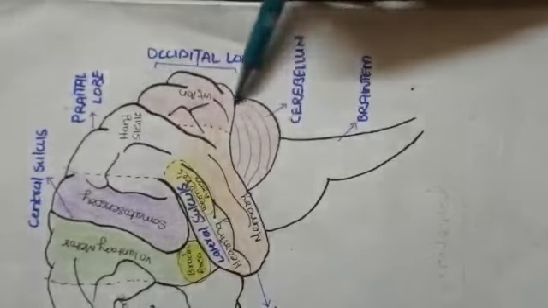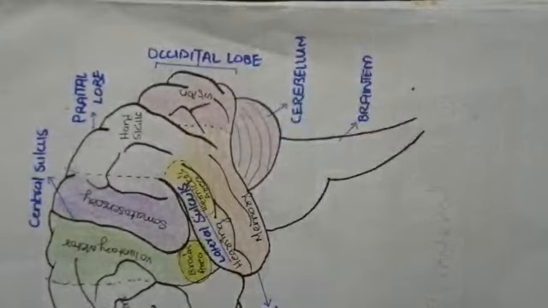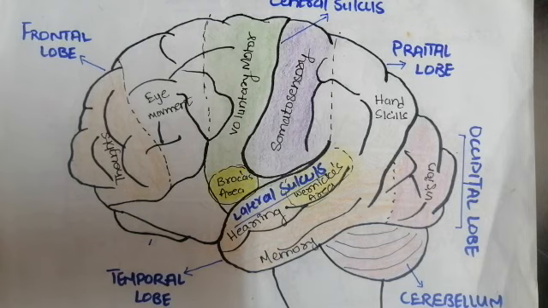And this is showing the cerebellum, that is inferior to the cerebrum, and this is the brainstem. Now, after discussing the main sulci and the main gyri and the lobes of the cerebrum, we are going to discuss the important functional areas that are present in certain areas or the lobes of the cerebrum.